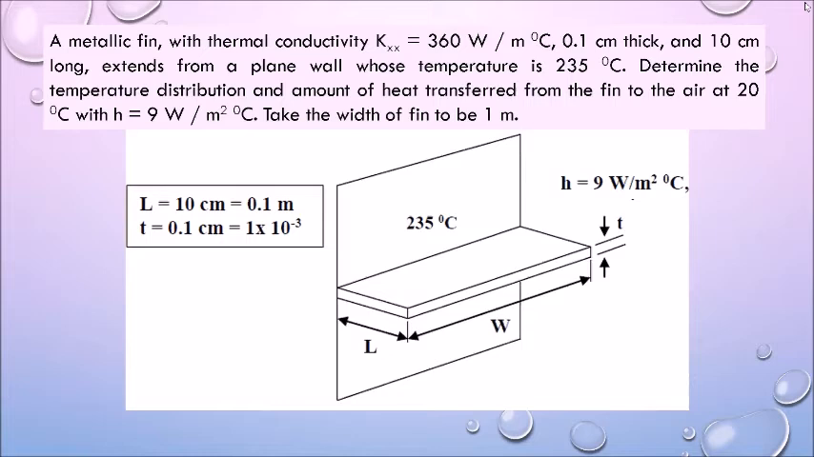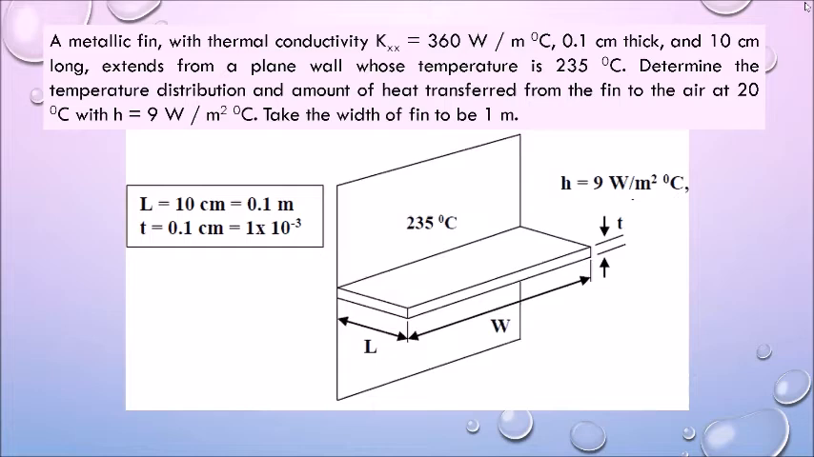It is a metallic fin with thermal conductivity 360 watt per meter degree Celsius. Its thickness is 0.1 centimeter and 10 centimeter in length, which is extending from a wall which is supposed to be at 235 degrees Celsius. Determine the temperature distribution and the amount of heat transferred from the fin to the air at 20 degrees Celsius with convective heat transfer coefficient of 9 watt per meter square degree Celsius, and you can take the width of the fin to be 1 meter.